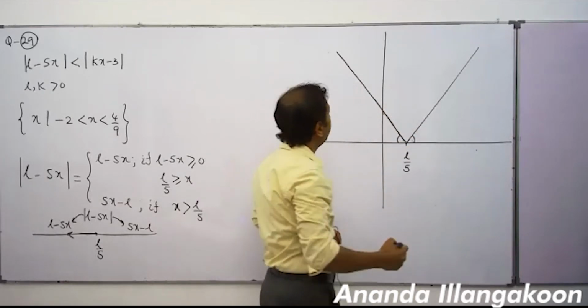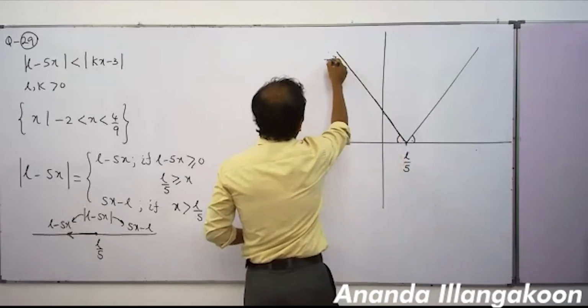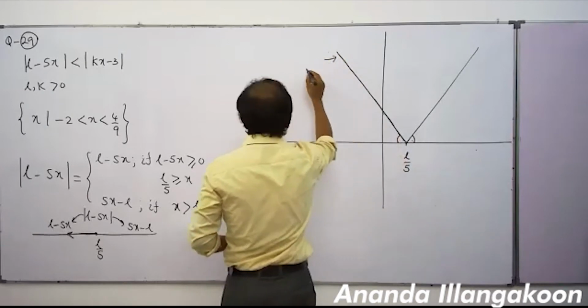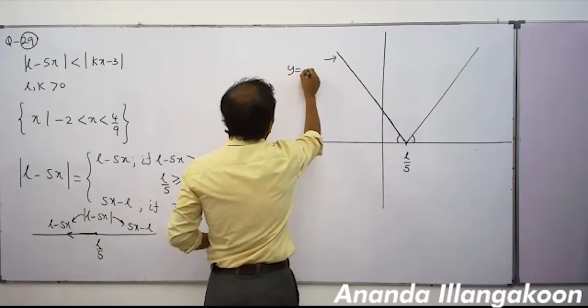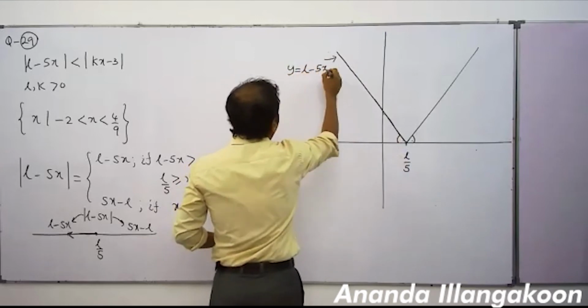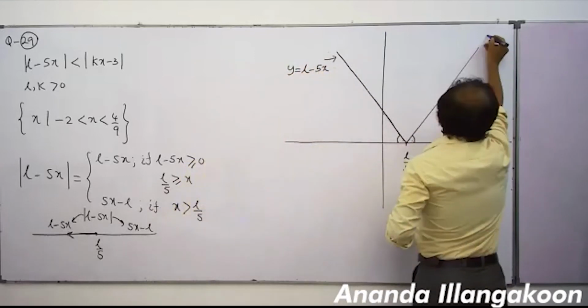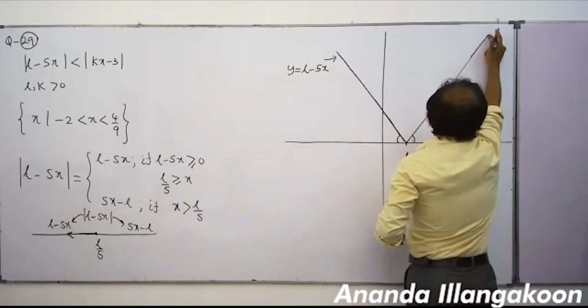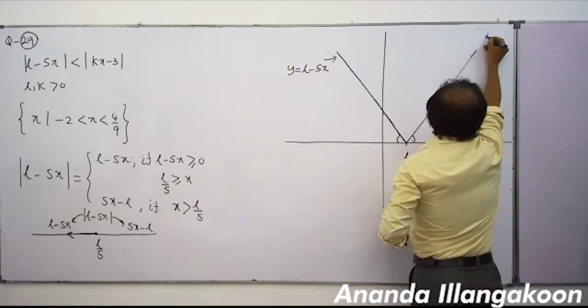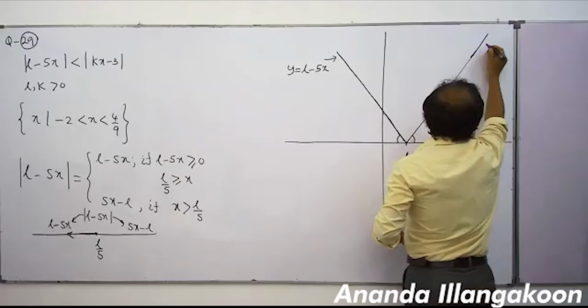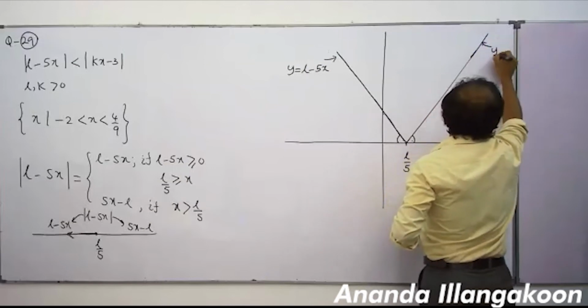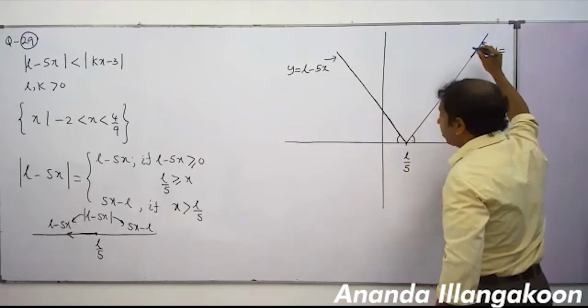So therefore, the equation of this is what, people? The equation of this is y equals L minus 5x. This one, y equals what, people? 5x minus L.